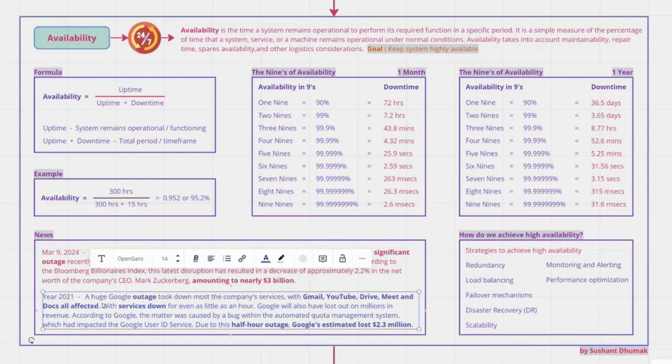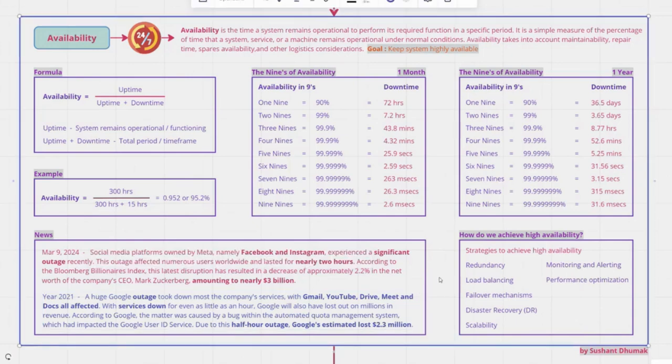Similarly, the other example I mentioned here is Google, where we use Gmail, YouTube, Google Drive, Google Meet, Google Docs. In 2021, these systems were down for half an hour. The reason was that the Google user ID service was down because of some issue, some bug. Due to this half-hour outage, Google lost $2.3 million. That's the impact if your system, which is used by users all over the world, is not available. It will impact your business and also your users. So that's the crux of availability.